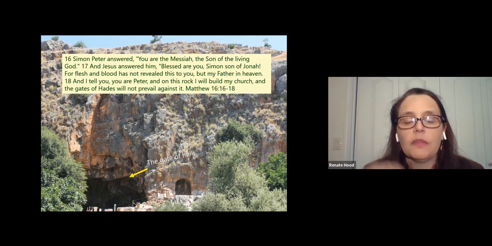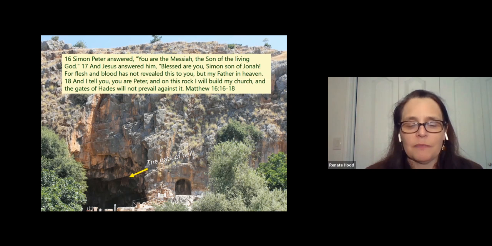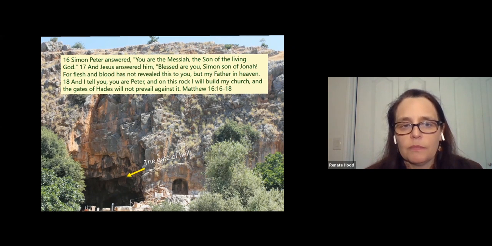There was water in there, and they thought it was the entrance of that gate of hell. And he said, don't be afraid of these kind of gods. They cannot damage that. That's pretty cool.